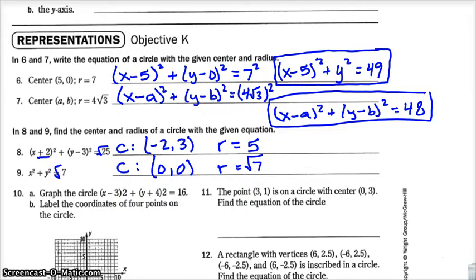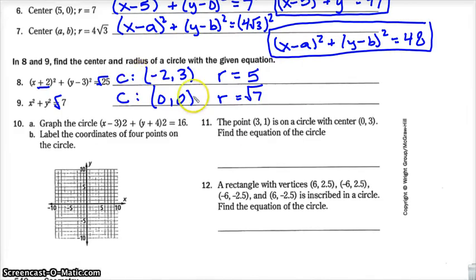Alright, let's look at how to graph the equation of a circle. This is a bit of a typo. This should be to the second power, not multiplied by 2. So, let's rewrite our equation. I've got (x − 3)² + (y + 4)² = 16. That tells me that my center is at the point (3, −4), and my radius is 4.